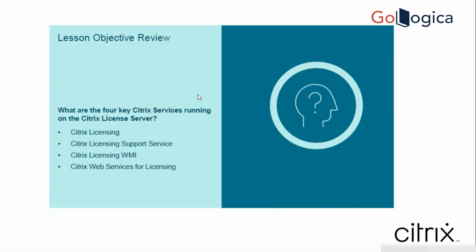So these are the 4 services it is running: Citrix licensing, Citrix licensing support service, Citrix licensing Windows WMI, and Citrix web service for licensing. So these are the 4 licensing services which Citrix uses.